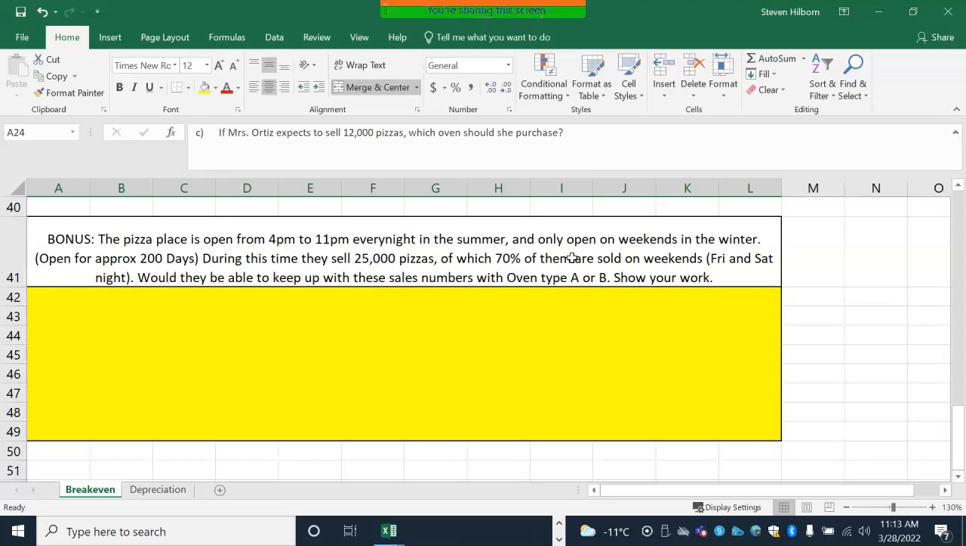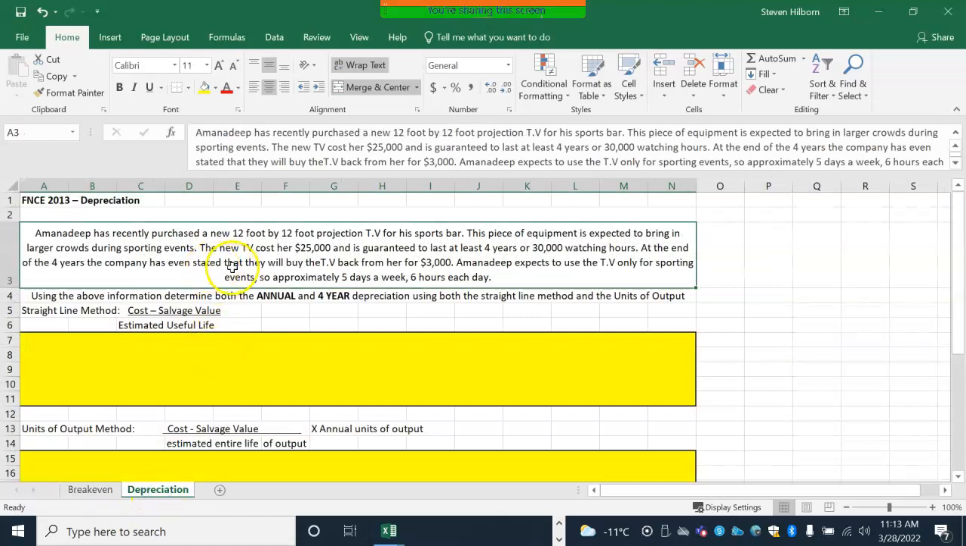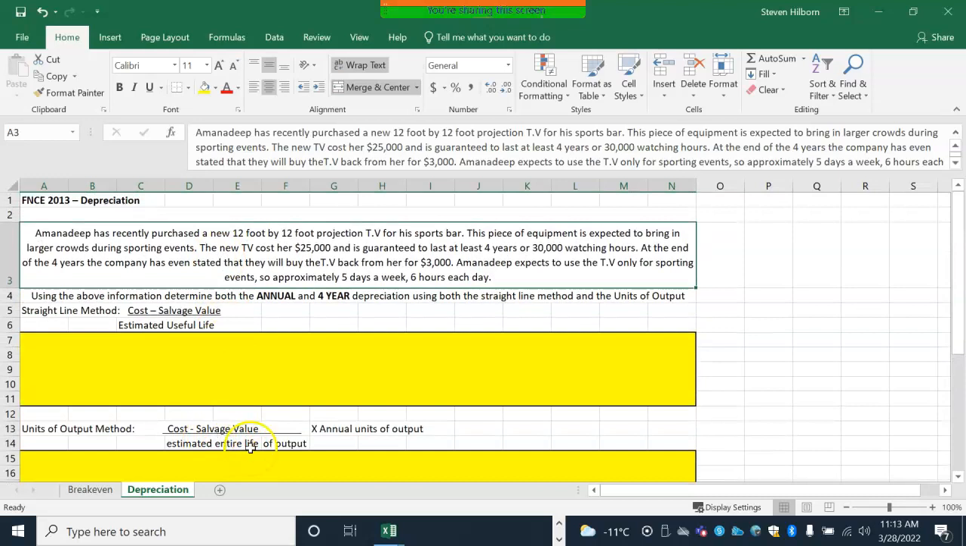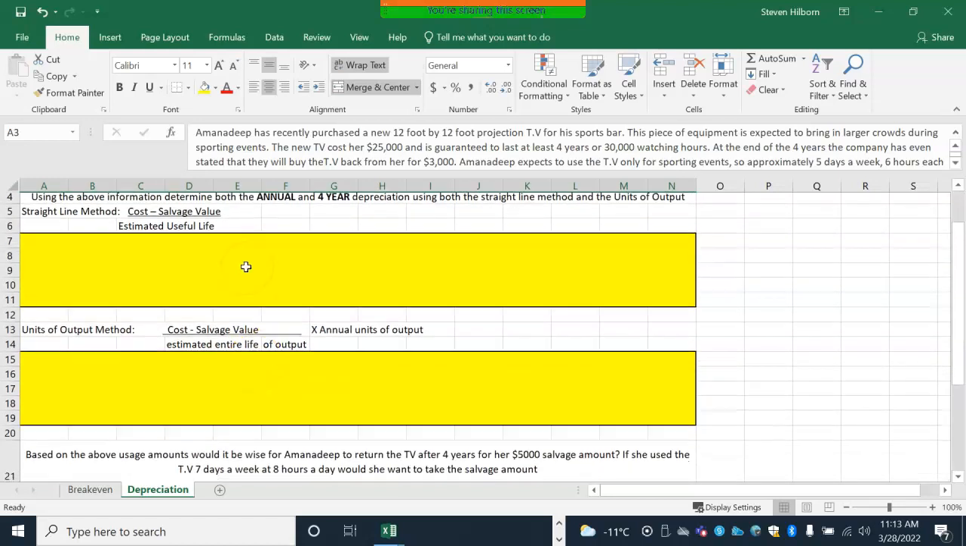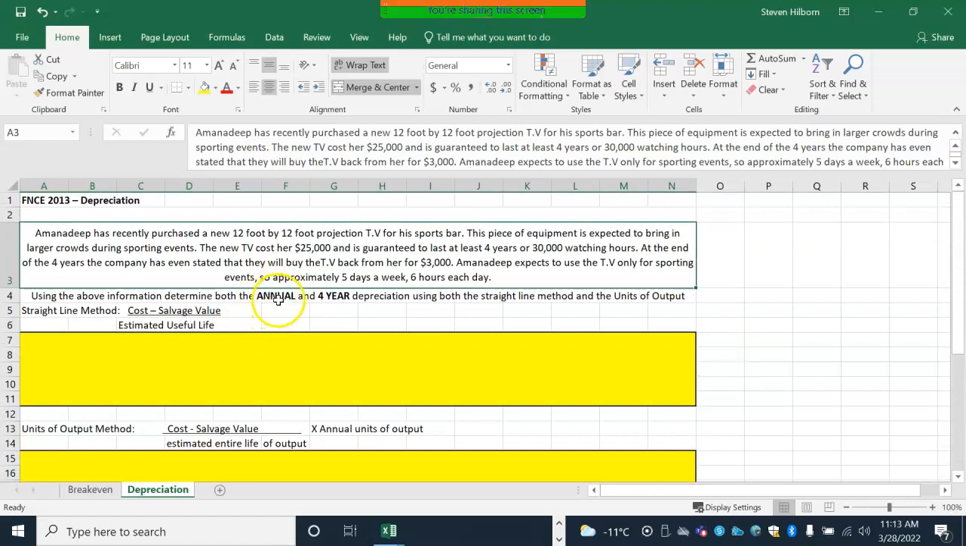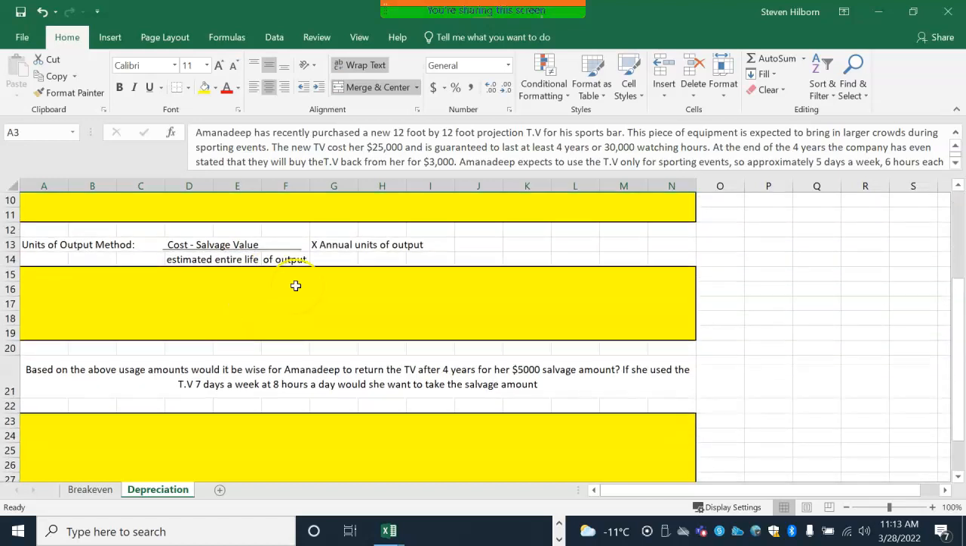I need you to show your work for the marks though. So walk me through all the steps that you would do for full marks. And then depreciation, it's a big TV for a sports bar. And again, we're using hours watched instead of kilometers as you would on a vehicle. And then you just go through and answer it and make sure you tell me both the annual and the 4-year depreciation amount, because we're only expecting this TV to last for 4 years.